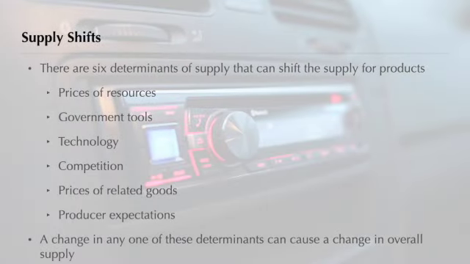What causes these shifts in supply? The determinants of supply include prices of resources, government tools, technology, competition, prices of related goods, and producer expectations. A change in one of these determinants can cause a change in the overall supply for a product.